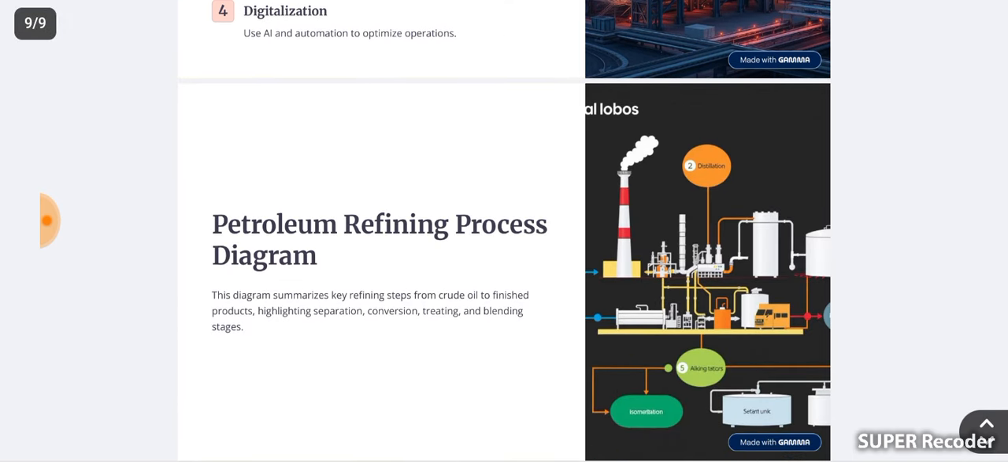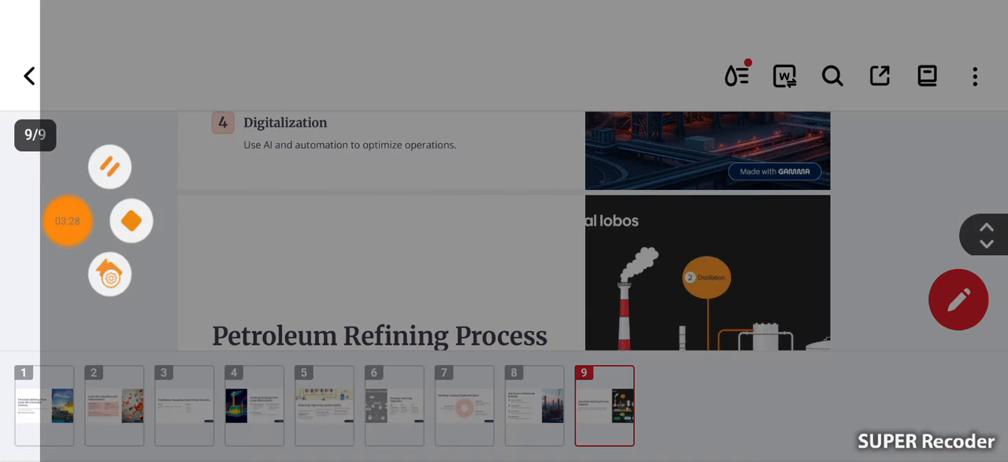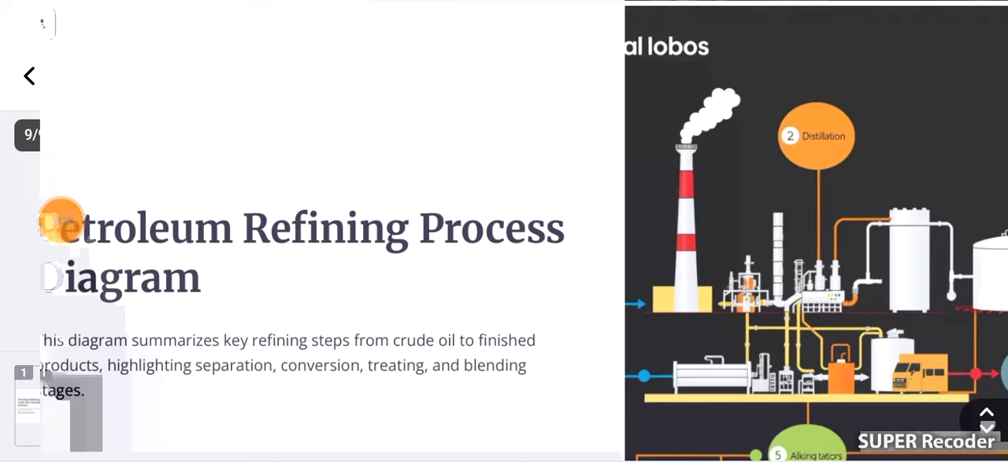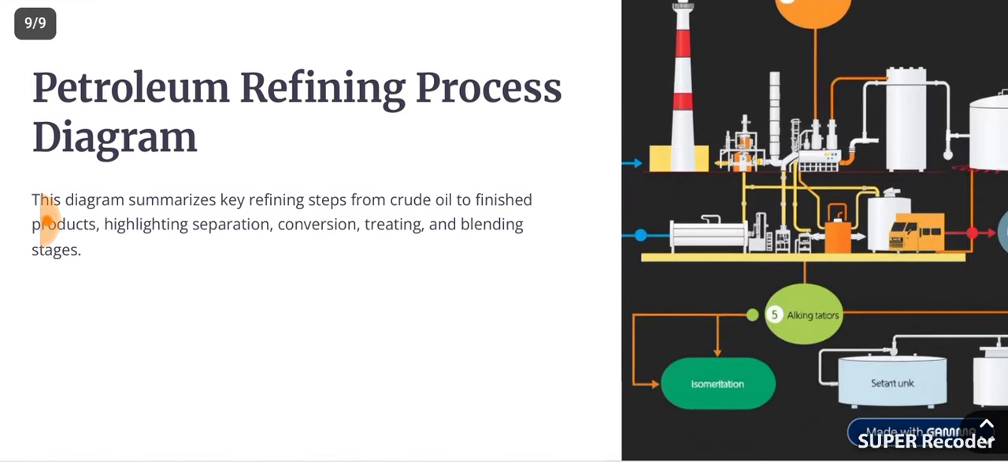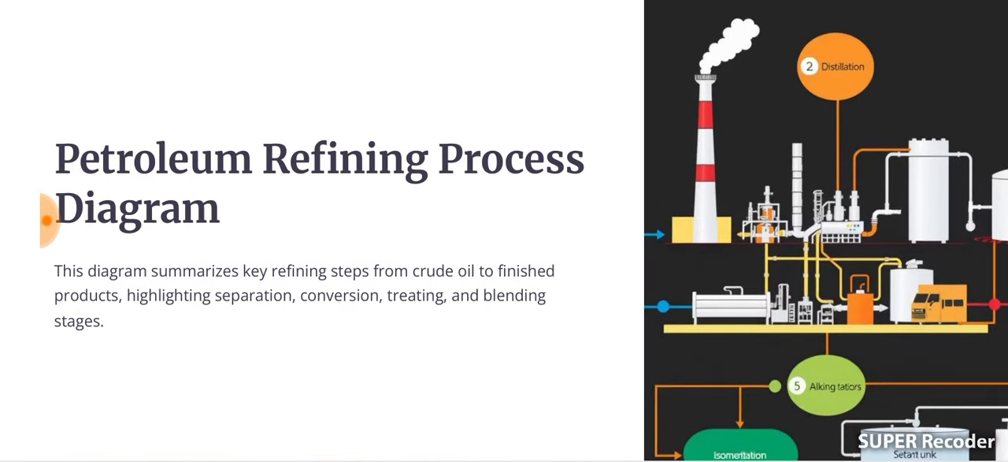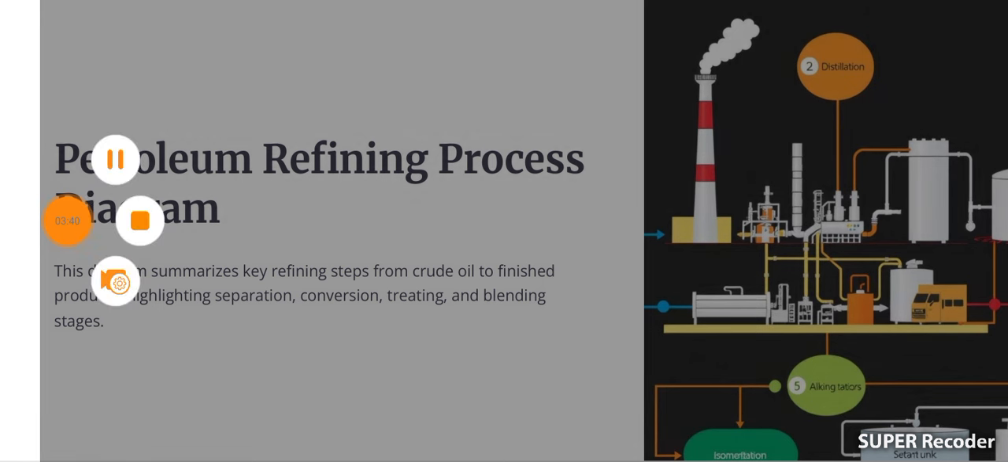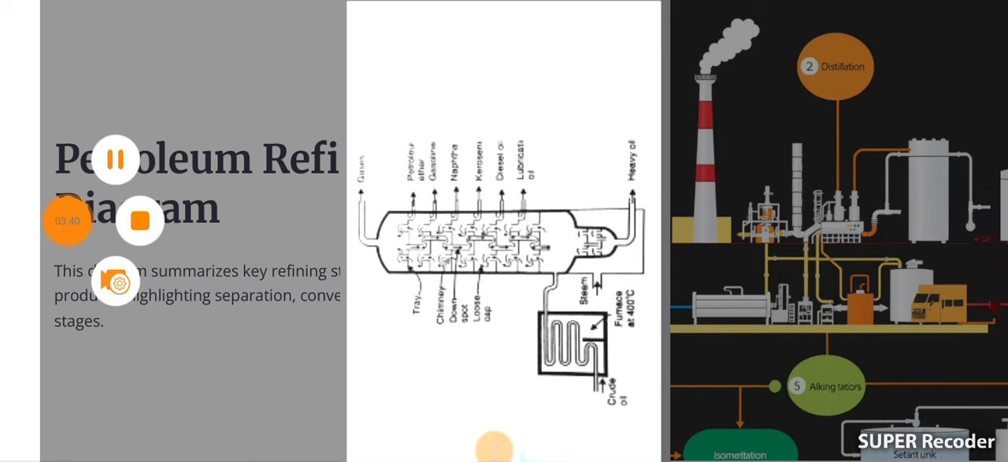We show the petroleum refining process diagram. The diagram summarizes key refining steps from crude oil to finished product, highlighting separation, conversion, treating, and blending stages. Here we can see the petroleum refining process diagram, and in the examination we have to draw a diagram like that. I will show you. Like this format we can draw the petroleum refining diagram.